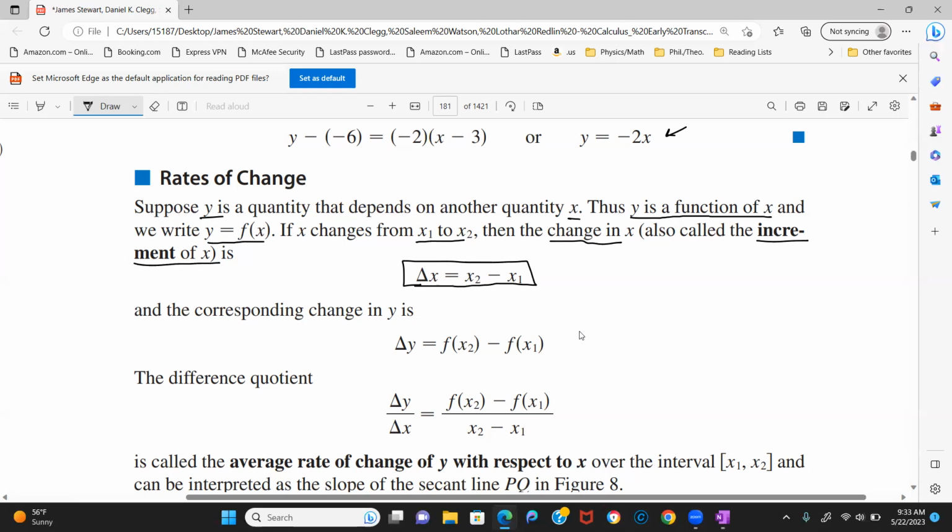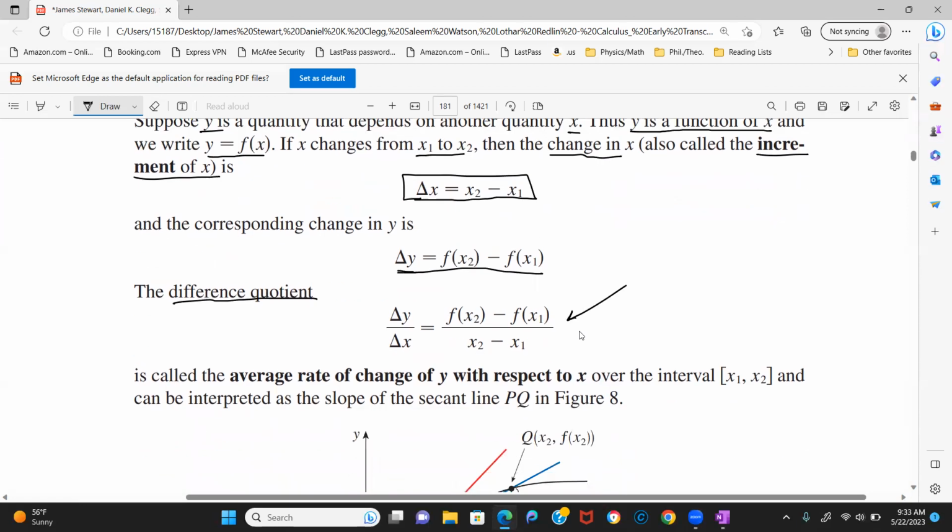And then we can look at, so now because y depends upon x, we can look at how y changes as x changes. So we talk about the delta y. And then notice the quotient of delta y over delta x is just this difference quotient that we've been looking at. It's basically like the derivative. This is going to be our average rate of change of y with respect to x on this interval.